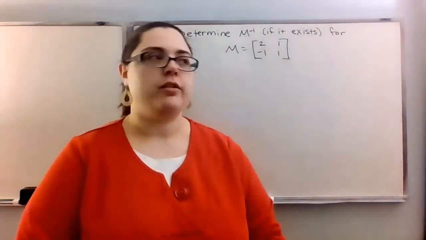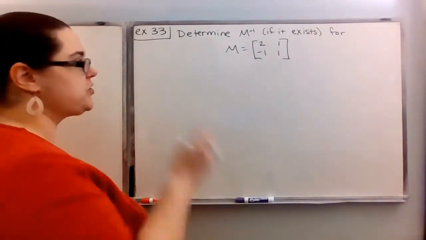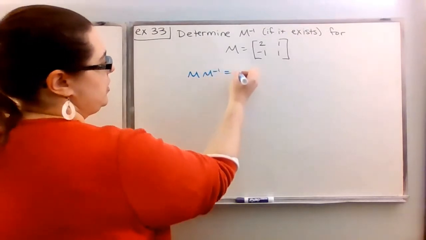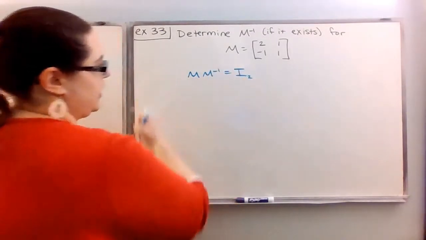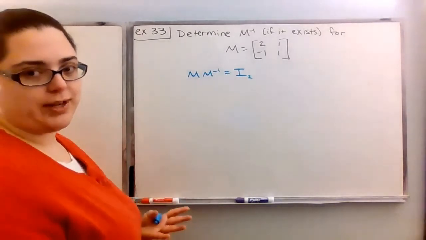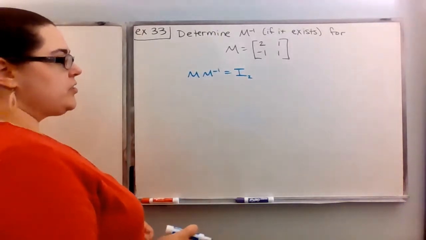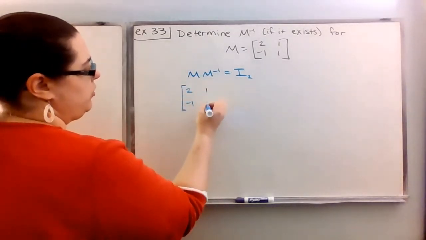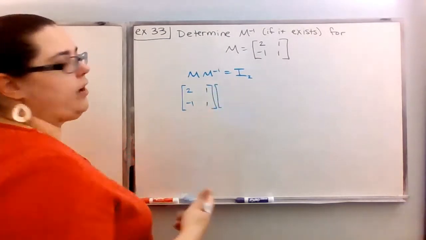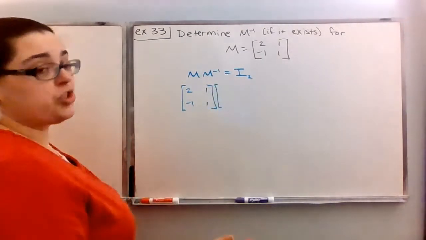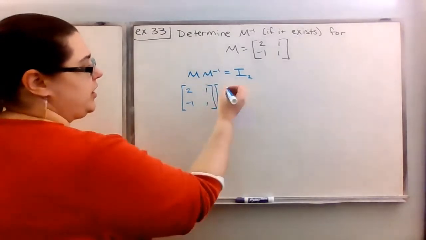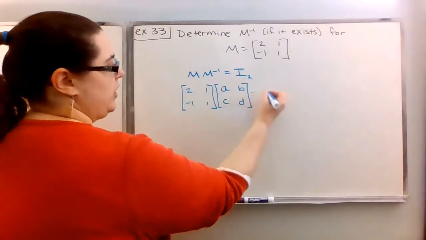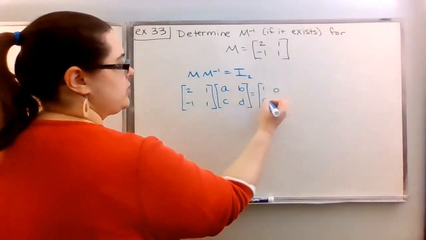So to begin with, if I have an inverse, that would mean that M times its inverse is going to equal the identity. In this case, because M is 2x2, the 2x2 identity matrix. So if I were to write this out, this would look like 2, -1, 1, 1. Now, I don't know what M inverse is, so I need some generic representation of it. So let's say I use A, B, C, D, and that's going to equal 1, 0, 0, 1.